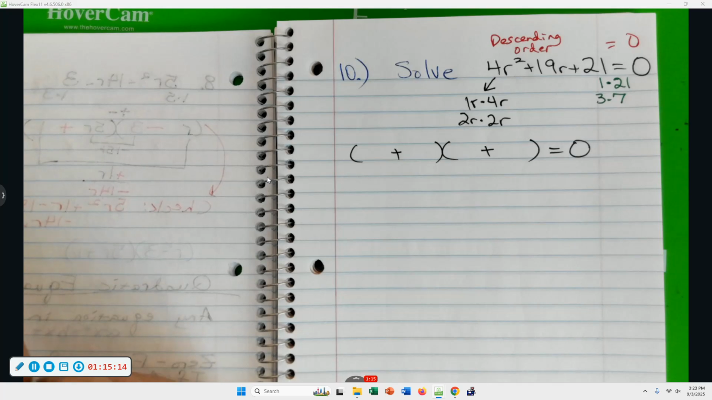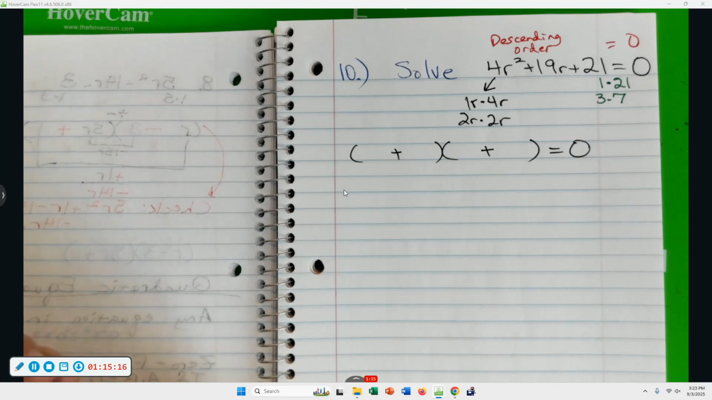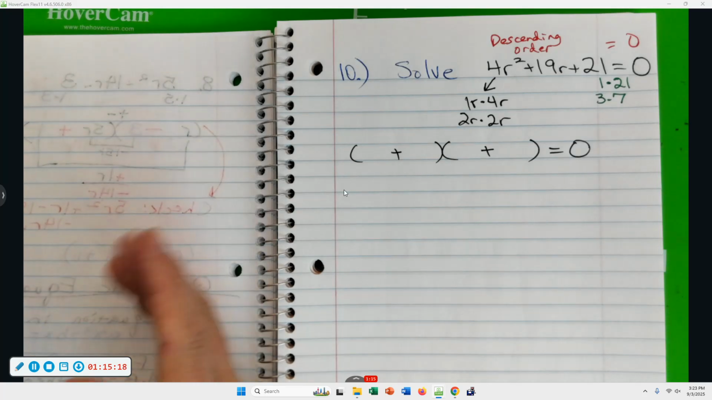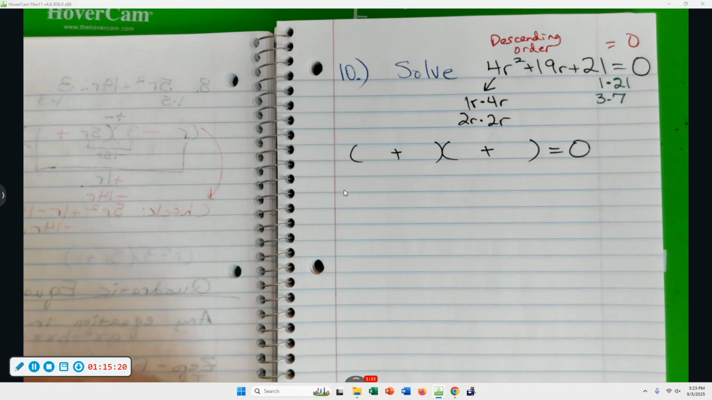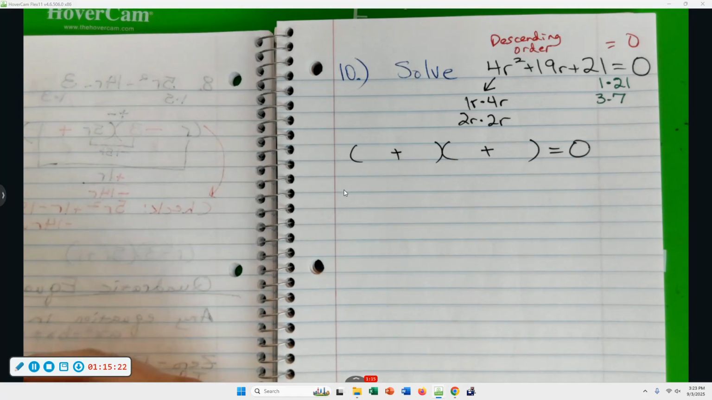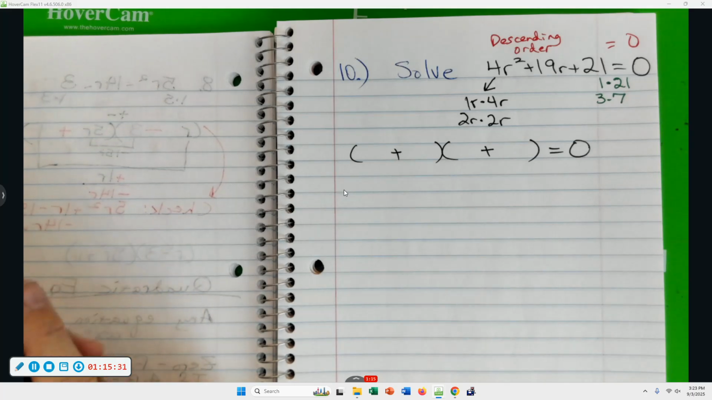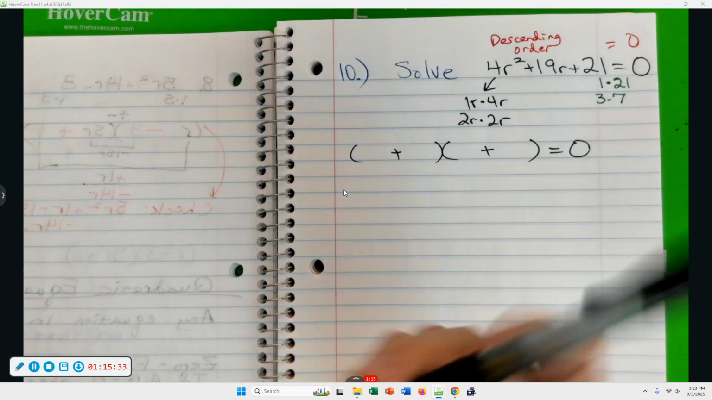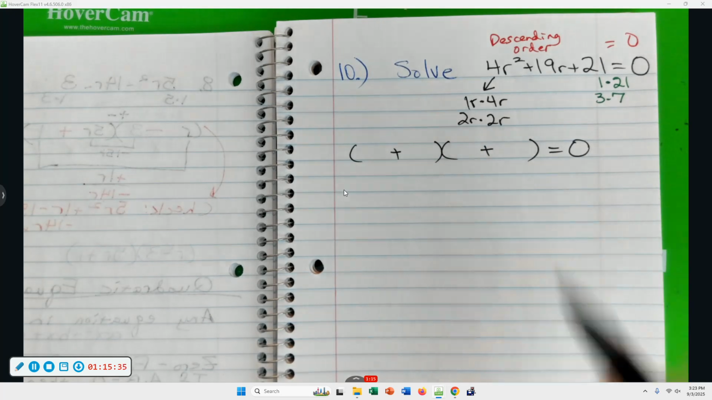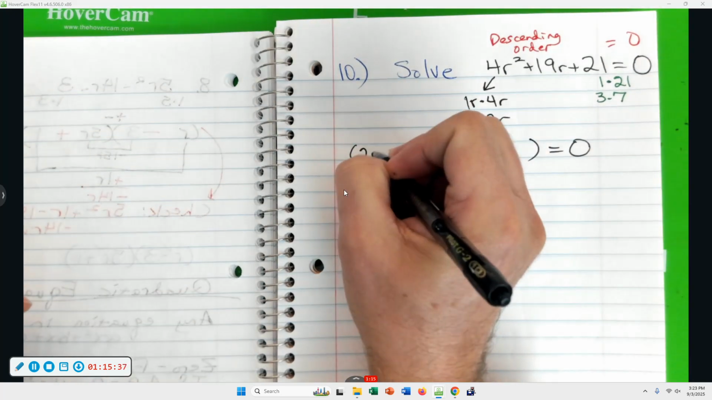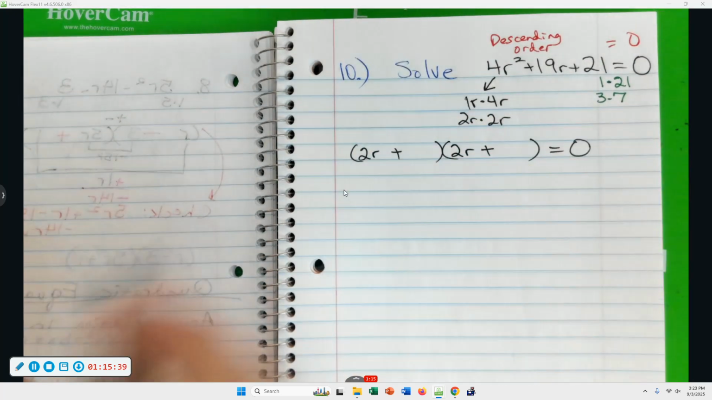Now, what times what gives me 4r squared? What do you want to try? I haven't factored this problem before, so I don't know which factorization would do it. 1r and 4r or 2r and 2r. What do you want to try first? 2r and 2r. So if you don't know, try the closer pair. More times than not, that does work. 2r and 2r.